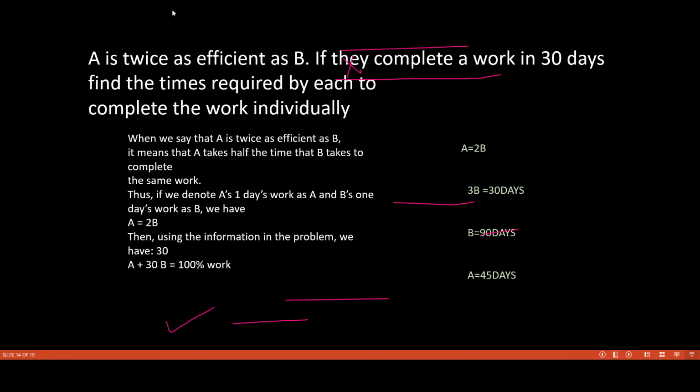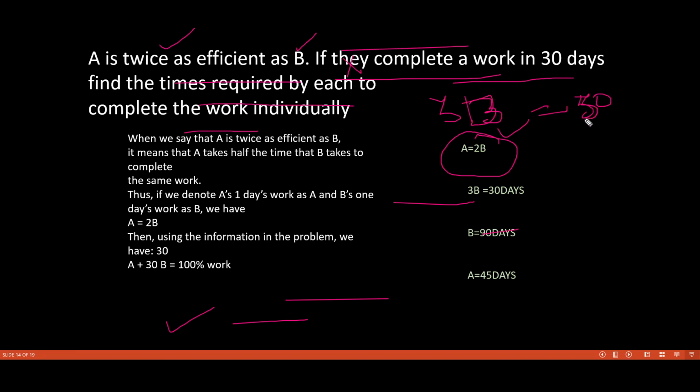Let's see more questions. Now just see this question. A is twice as efficient as B, and if they complete a work in 30 days, find the time required by each to complete the work individually. So in this question, A does 2 times the work done by B, and together they are doing this work in 30 days. When they are working together, B is able to complete the entire work in 90 days. Why?